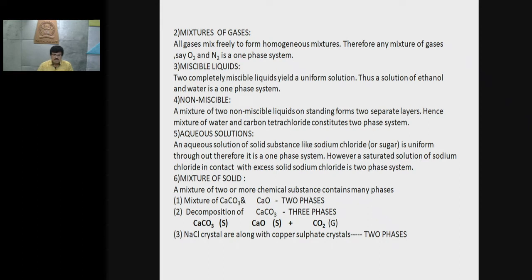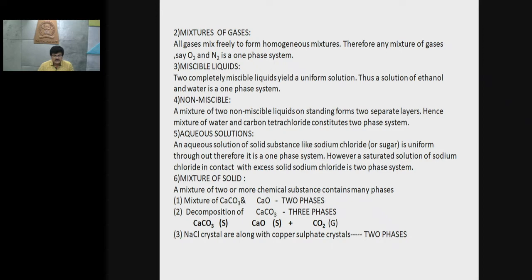But suppose non-miscible liquids are there. A mixture of two non-miscible liquids on standing forms two separate layers. Hence, a mixture of water and carbon tetrachloride constitutes a two-phase system. Or in the fifth example, say aqueous solutions. An aqueous solution of a solid substance like sodium chloride or sugar is uniform throughout. Therefore, it is a one-phase system. However, a saturated solution of sodium chloride in contact with excess solid sodium chloride is a two-phase system.